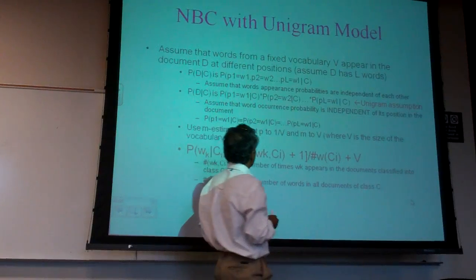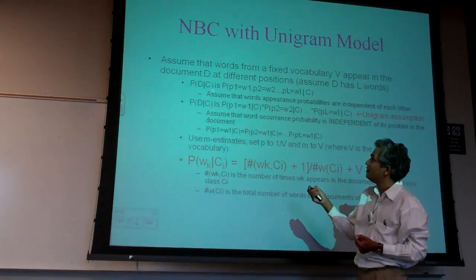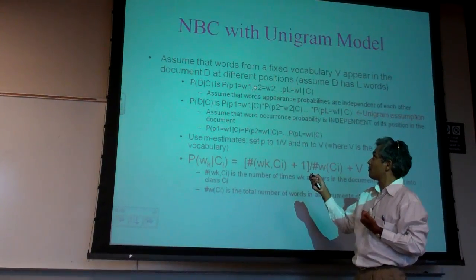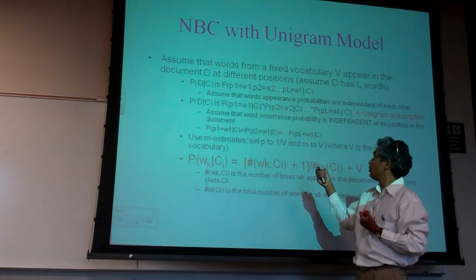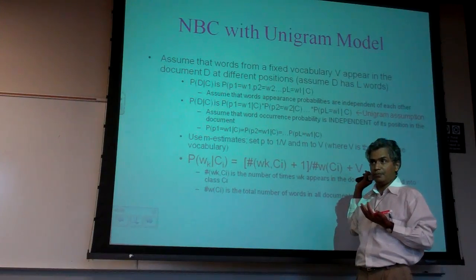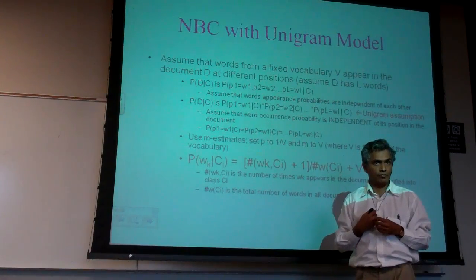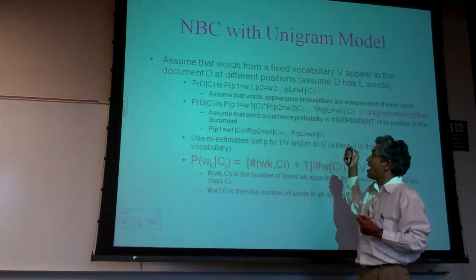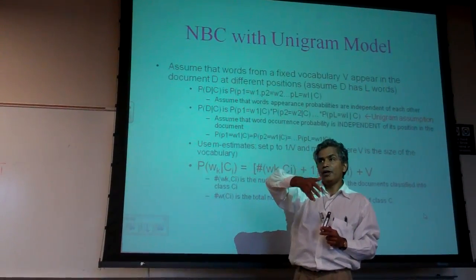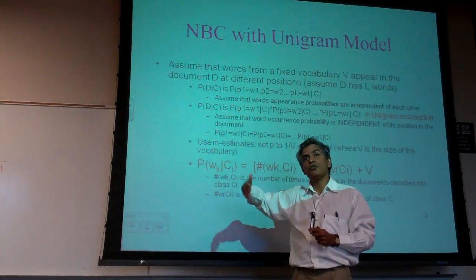So up front, I'll start with no assumptions. Here I'll say the probability of D given C is the probability that word 1 occurs in position 1, and word 2 occurs in position 2, and word 3 occurs in position 3, and so on, all the way to the end of all the positions in the document, given that the document has class C. So if this is a spam mail, it is the probability that a word like 'dear' occurs as the first word, the probability that the word 'Viagra' occurs as the second word, the probability that 'is' occurs as the third word, and so on.